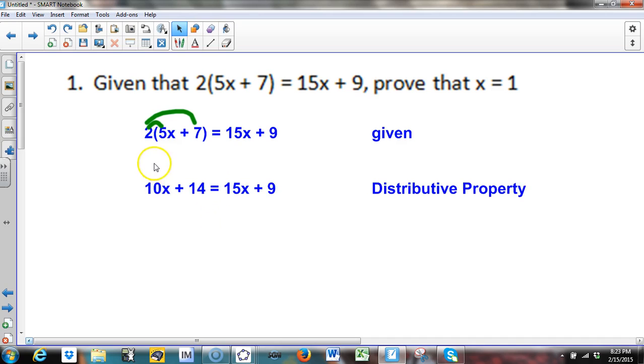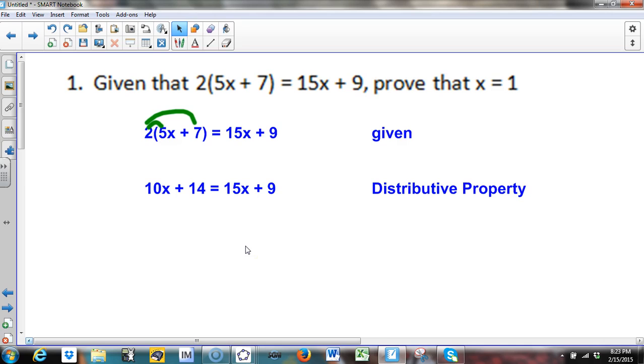Right? So that property is what's called the distributive property. After you do that, we get that 2 times 5x is 10x, 2 times 7 is 14. We didn't do anything to the right side, so there's nothing to change there. And the algebraic move that we did was a property known as the distributive property.